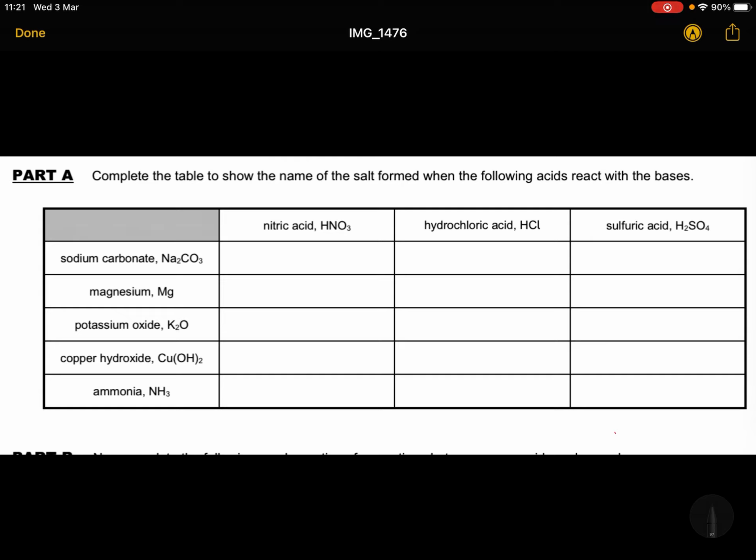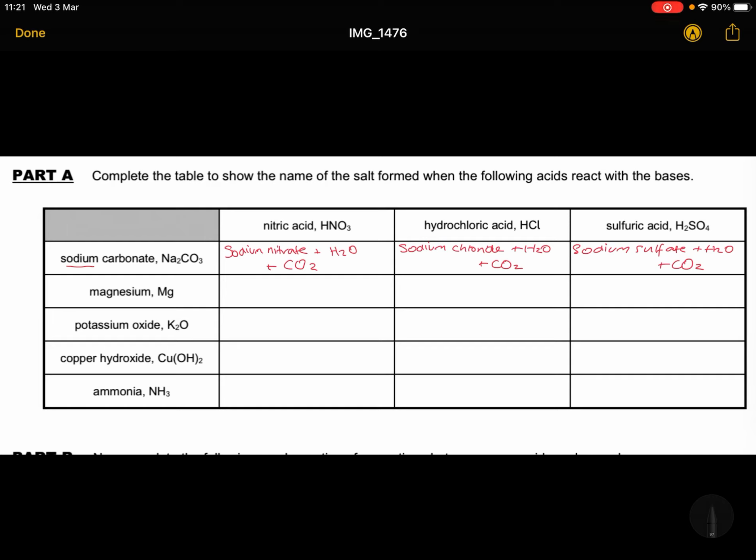So sodium carbonate and nitric acid would make sodium nitrate. That's our salt. I know because I've taken sodium, which is our metal, and the nitrate from the nitric acid, plus water. I'm too lazy to write water, I'm just writing H2O, and it's a carbonate, so it would also make CO2. Let's go along and do all the different types of acid. So it would be on this one, sodium chloride, which is also known as table salt, also with water, also with CO2, and the last one, sodium sulfate plus water plus CO2.